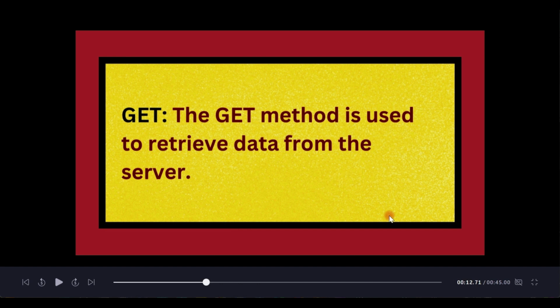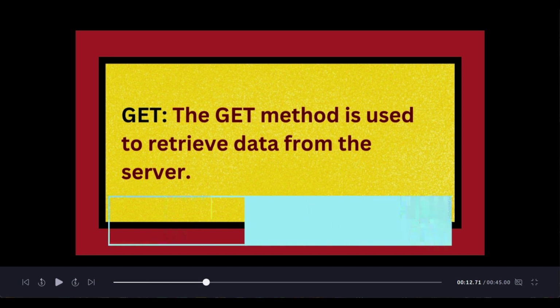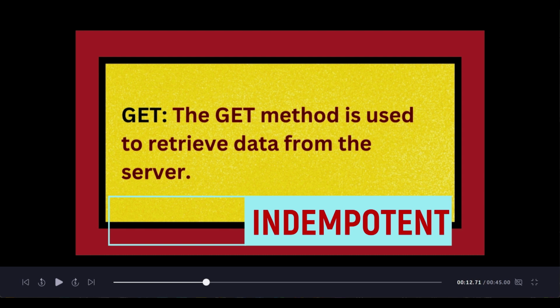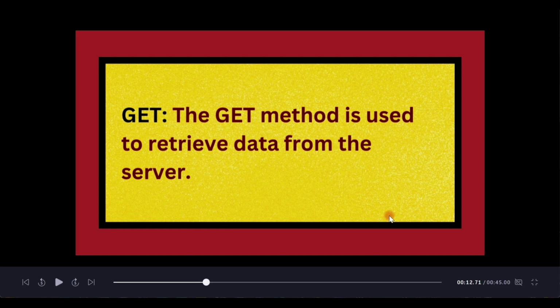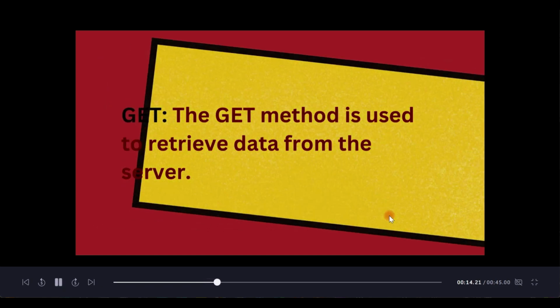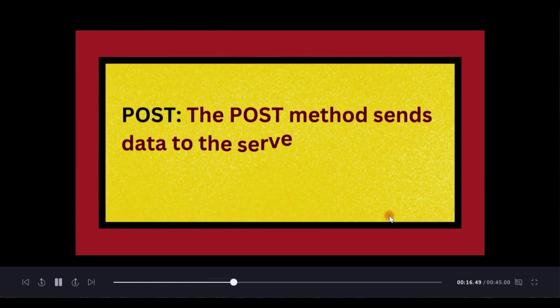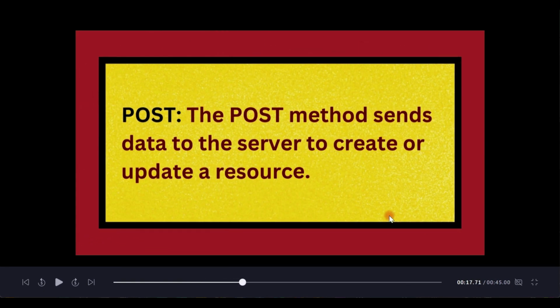So the GET method is used to retrieve data from the server. When a client sends a GET request, it asks the server to return a representation of the specific resource. GET requests should only retrieve data and not modify any server state. They are idempotent, meaning that making the same GET request multiple times should yield the same result.